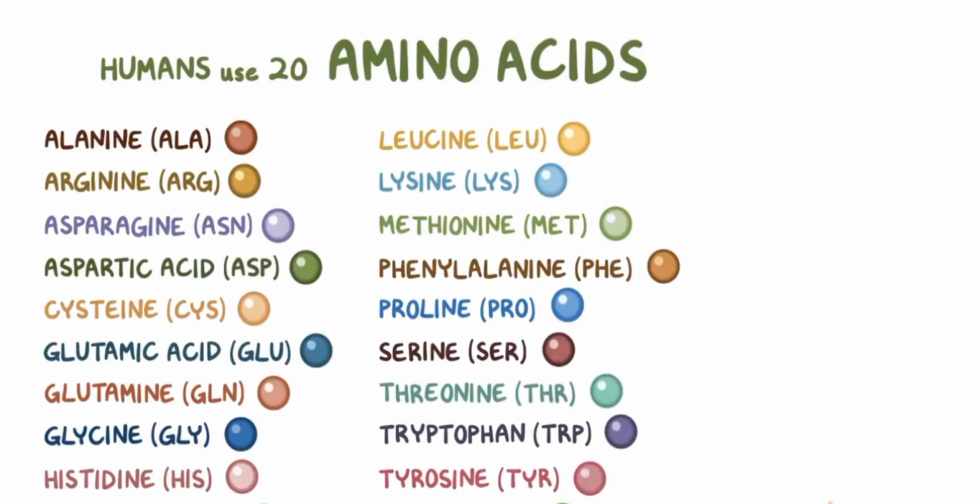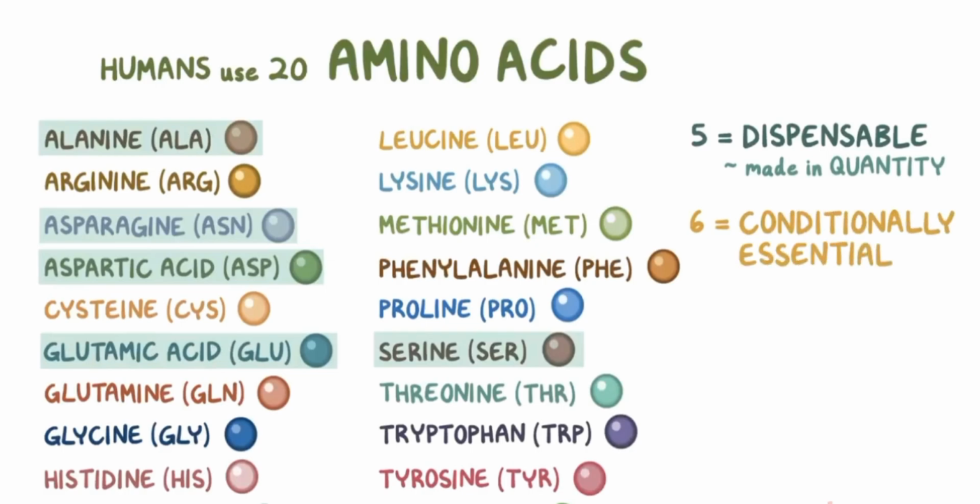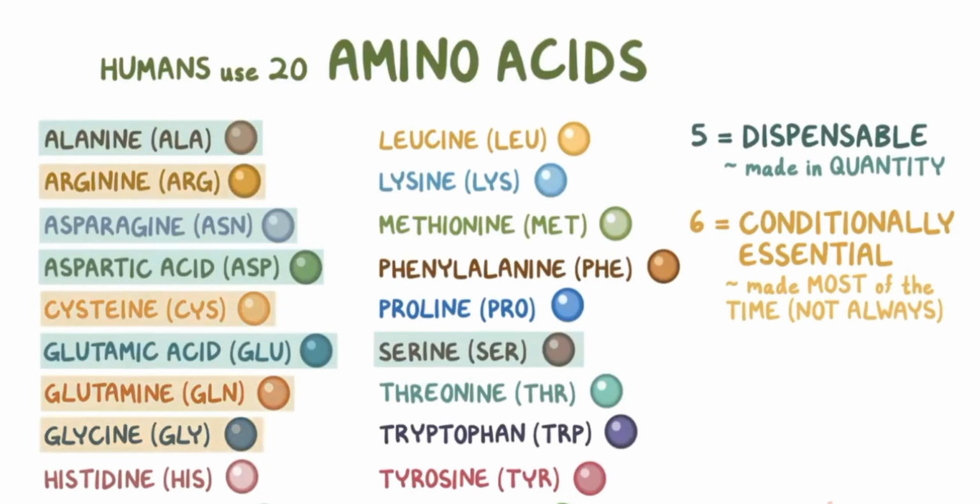Phew, that's 20. One way to divide these is into the ones that we make ourselves and the ones that we cannot make ourselves. There are 5 amino acids that are dispensable: alanine, asparagine, aspartic acid, glutamic acid, and serine, because we can make them de novo ourselves at any time, and in good quantity. Then there's 6 of them that we call conditionally essential, because we can make them most of the time, but not always. And these are arginine, cysteine, glutamine, glycine, proline, and tyrosine.